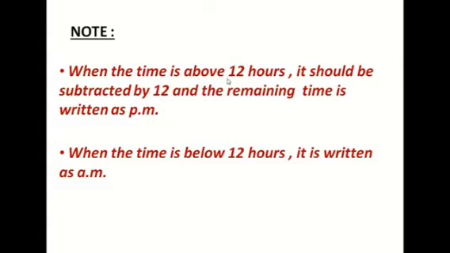So when the time is above 12 hours, you have to subtract 12 from that hour. The remaining time will be written as PM. And when the time is below 12 hours, it is written as AM. Suppose 9 o'clock in the morning, so it is 9 AM.